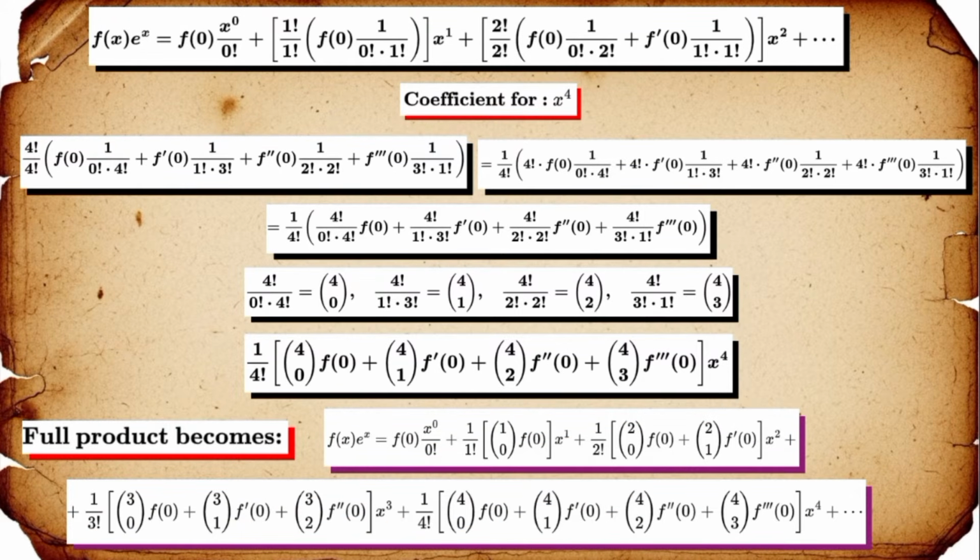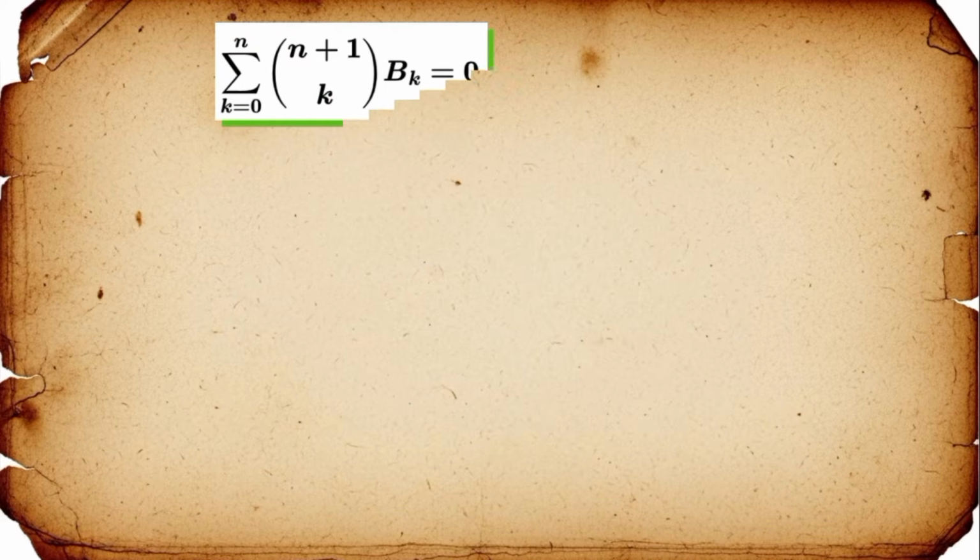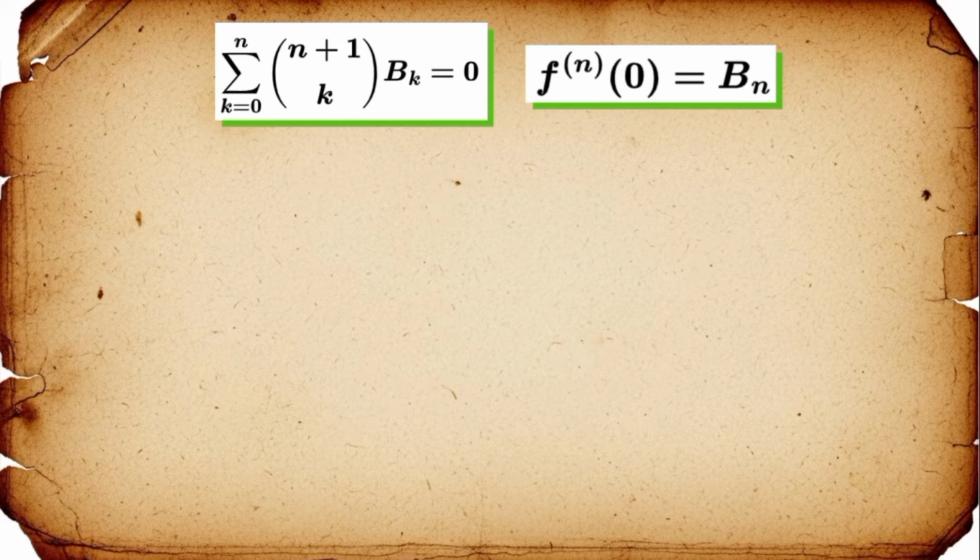Now we make a crucial observation. Recall the identity we derived earlier. The sum from k equals 0 to n of n plus 1 choose k times b sub k equals 0. If we set the derivatives of our function f at 0 to be the Bernoulli numbers, that is, the nth derivative of f at 0 equals b sub n, then the expressions in the brackets become very similar to this identity.